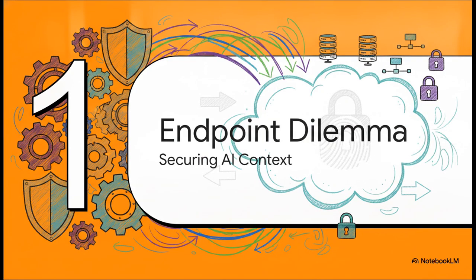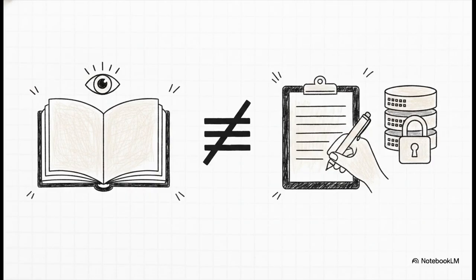Section 1. The AI Endpoint Dilemma. Securing Production AI Context. Now you might be wondering, what's the actual dilemma here? Well, the absolutely crucial architectural point is this. A production AI endpoint cannot, under any circumstances, expose identical capabilities across every surface of your application.